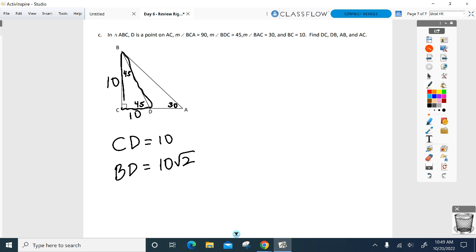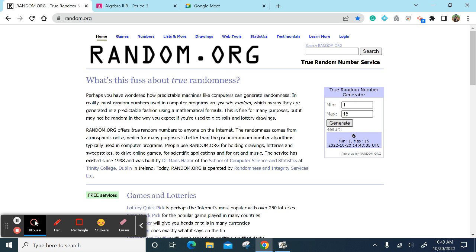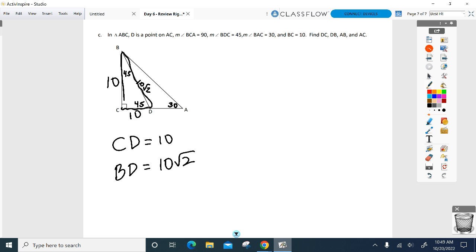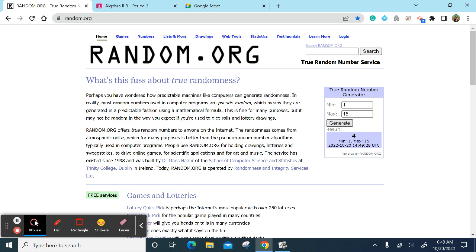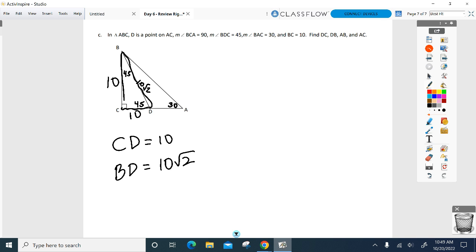All right. So that took care of the 45-45-90. Anybody see another special right triangle other than the 45-45? There should be. 30-60-90. Everyone see the big one. Let me draw it out for you. Make it easier. Let's draw this out. The big one. B, C, A.